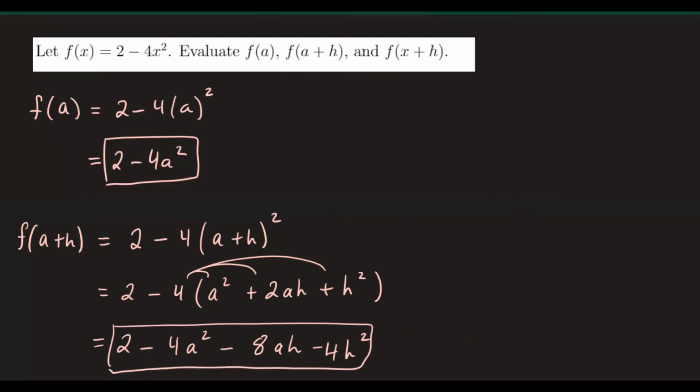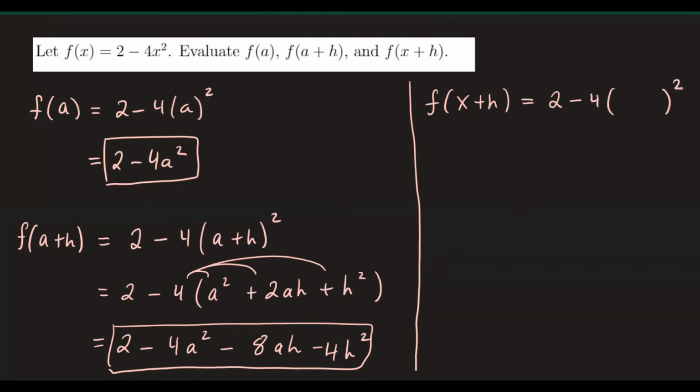plus h. And now for the last one, we want to evaluate what is f of x plus h. Again, that's another input. We're going to replace an x to find what is that function value. So we're going to do the same thing, 2 minus 4 times x squared. Well, x is now replaced with x plus h. Okay, so that's the new input.